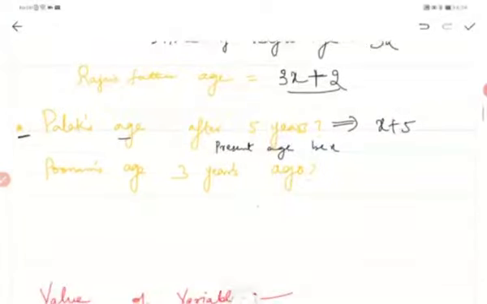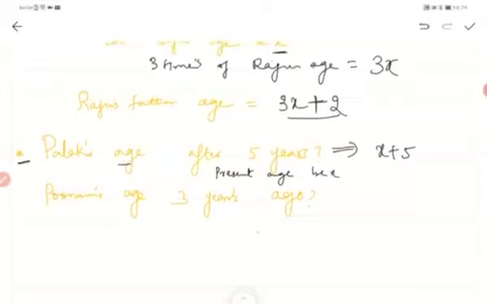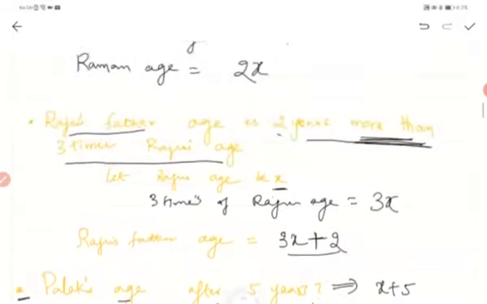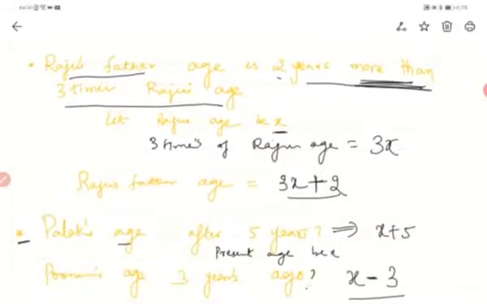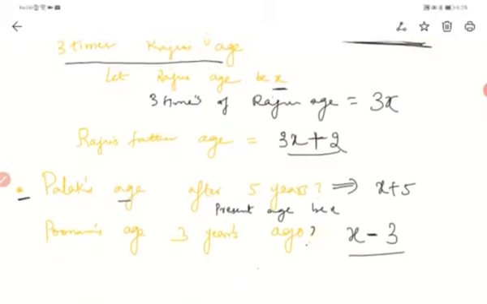Now Poonam's age 3 years ago, meaning 3 years back, what was her age? Let's take Poonam's present age as x. So x minus 3, meaning how much was her age 3 years back, so x minus 3 will be the expression. Okay, so let's do exercise problems in our Zoom meeting. Try to analyze the question properly and answer the questions. Okay, until we meet again, assalamu alaikum wa rahmatullahi.